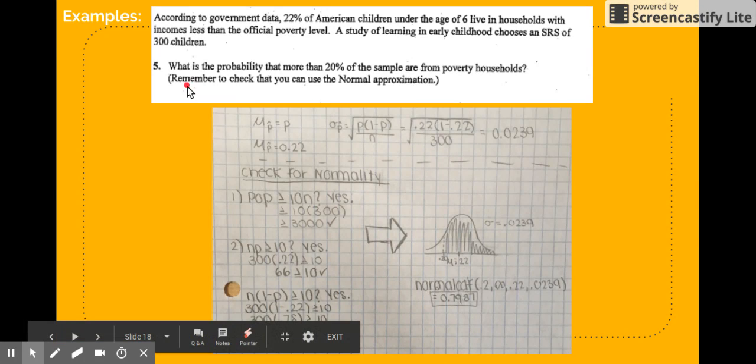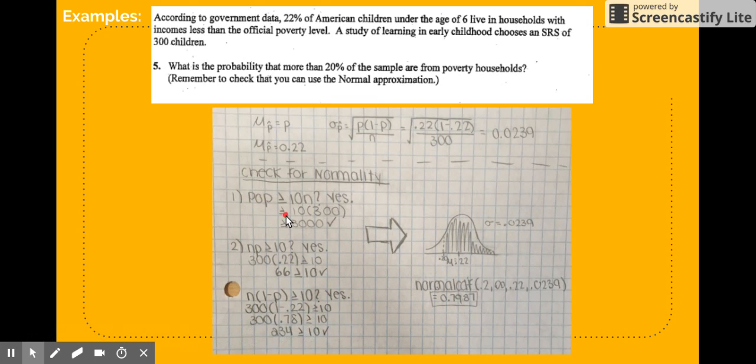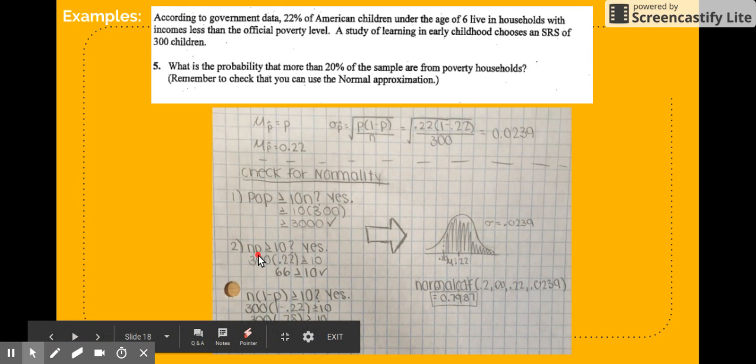So right here it says to remember to check that you can use the normal approximation. The work is shown right here. So we check that the population is greater than or equal to 10n, which it is, it's 3,000. And then that np is greater than or equal to 10, which it is, it's 66. And then lastly, we check that n times 1 minus p is greater than or equal to 10, which it is because it is 234.